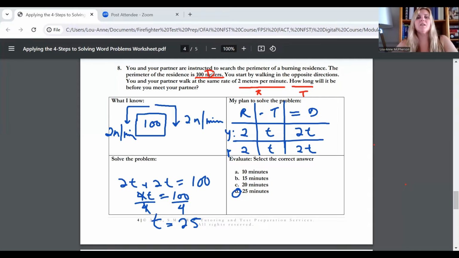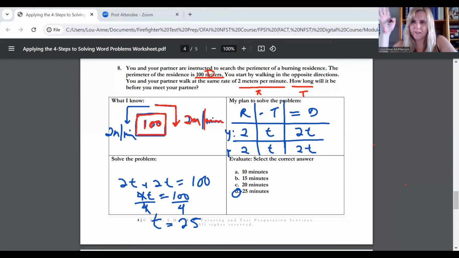Coming back to this question, I drew, let the square be your perimeter, right? So you're going around your building, and each side of the building is 25 meters for a total of 100 meters. And then you are going in one direction at the rate of 2 meters per minute. And your partner is going in the opposite direction at the same rate.